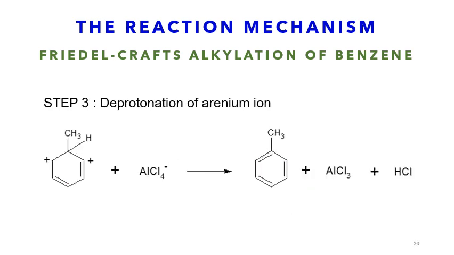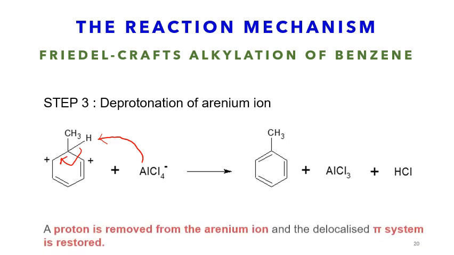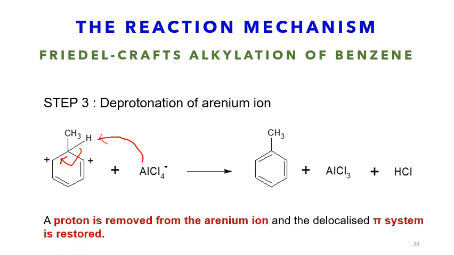The third step is to show the deprotonation of arenium ion. In this step, the nucleophile AlCl4 that was produced from the first step will remove the proton from the arenium ion and restore the pi system of the benzene ring. From this reaction, toluene, the Lewis acid AlCl3 and HCl are formed.